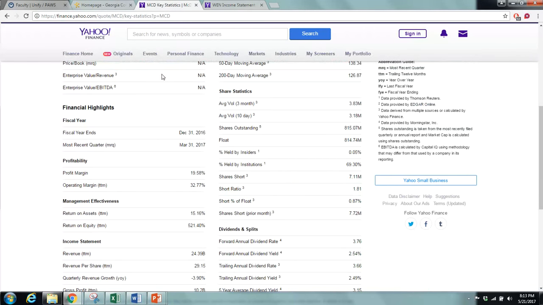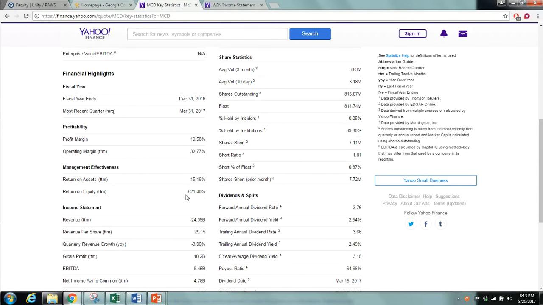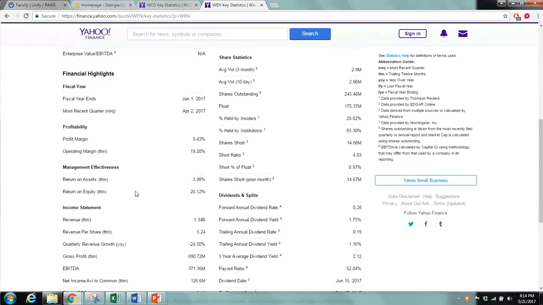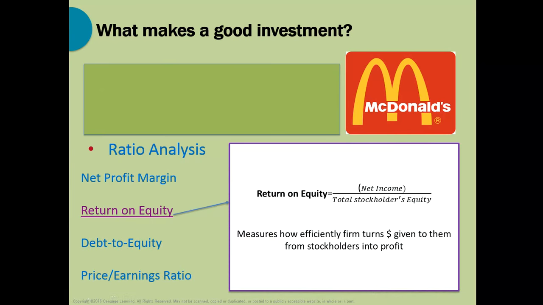If you want to get an idea for that, come over to statistics for McDonald's, and here we go. Return on equity, 521.4. Holy crap. 521.4%. We look at Wendy's. They're sitting around 20.12. And if we look at the industry financials for restaurants, return on equity is around 24.8. So McDonald's is way up there. We're going to see what's going on here in a minute. But McDonald's has a huge return on equity for the investor.